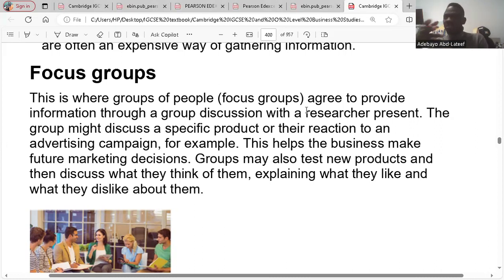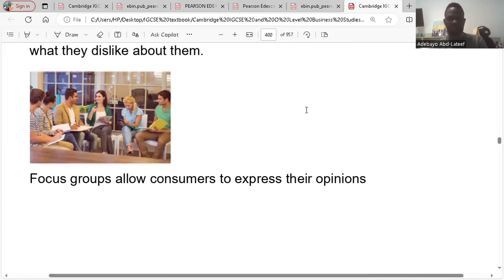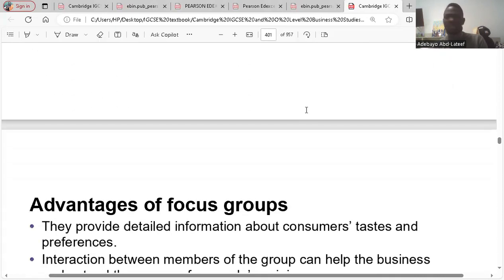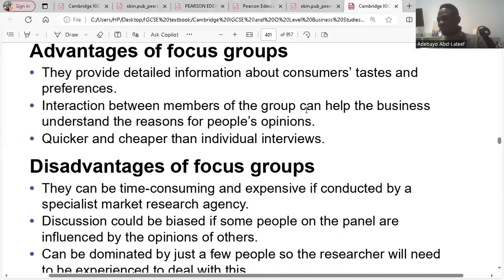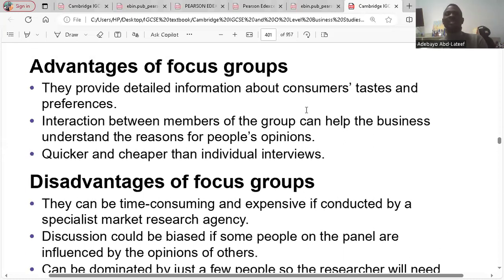So with their opinion about the like or dislike of the product, you might say, okay, if these people are saying this, or a lot of people will say this, so let's adjust. Clear? Yes. So it's about their opinion. Focus group allows people to talk about and give their opinion about this. Yes. So what are the advantages of focus groups?